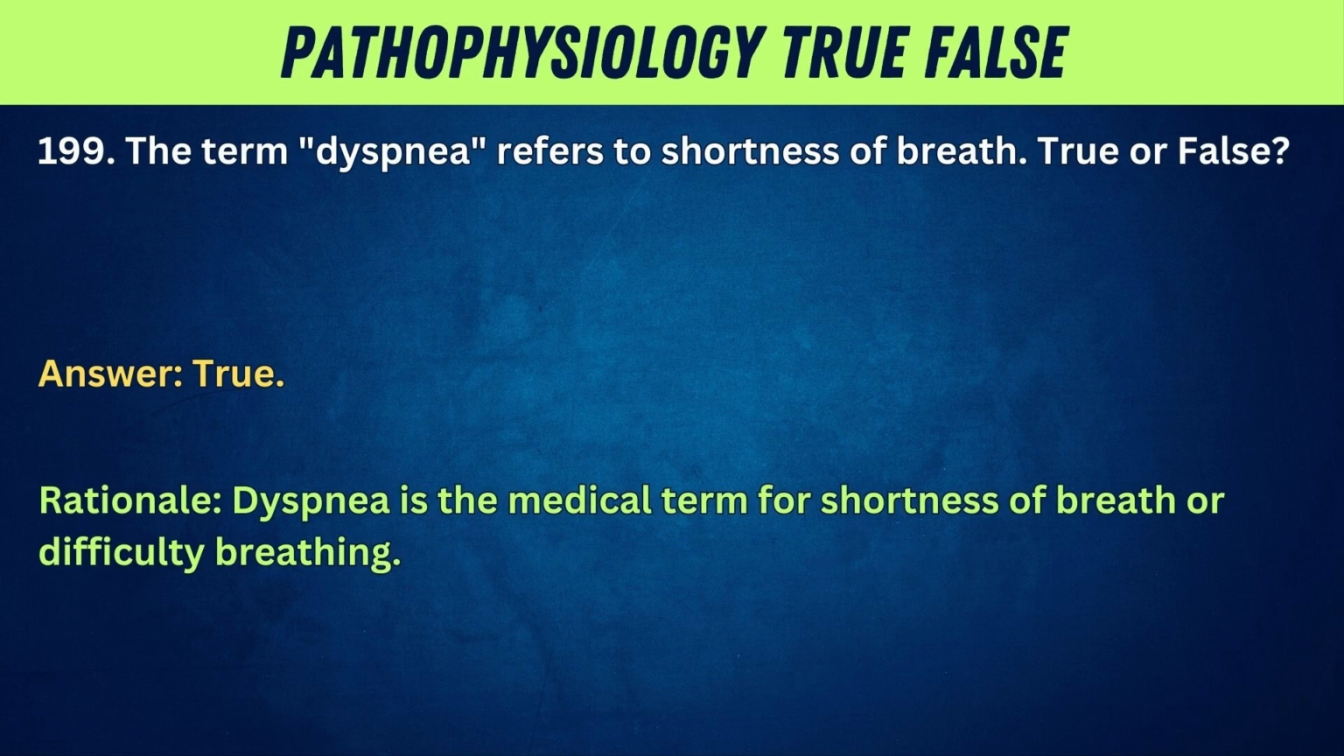199. The term dyspnea refers to shortness of breath. True or false? Answer: true. Rationale: dyspnea is the medical term for shortness of breath or difficulty breathing.